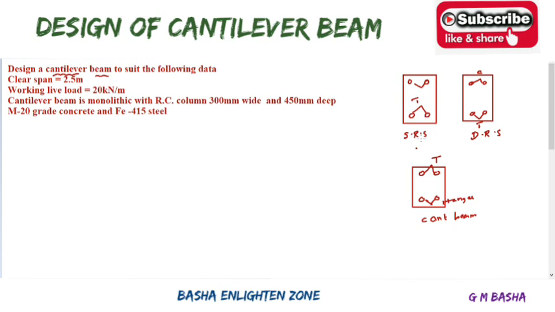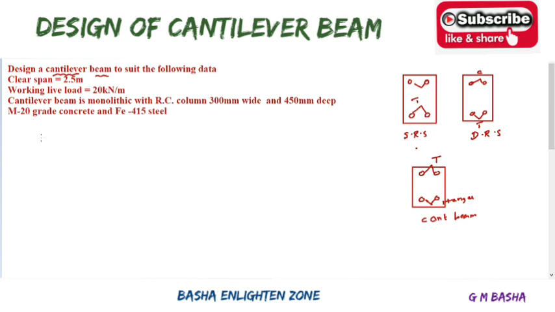For a singly reinforced section we provide tension reinforcement on the bottom side. For a doubly reinforced section, tension reinforcement on the bottom side and compression on the top side. But for a cantilever, it is just the reverse of the singly reinforced section: top side tension, bottom side compression. That we have to remember.